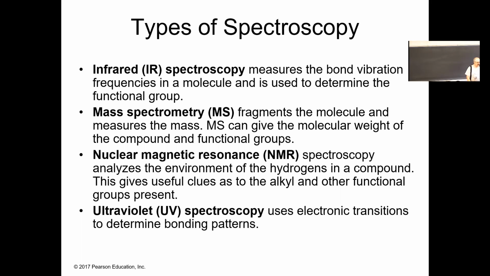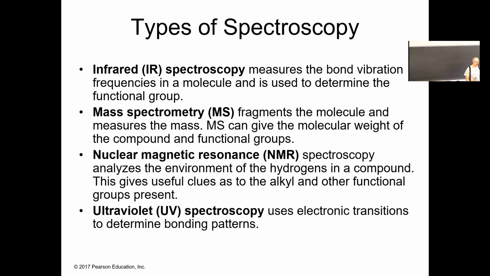All right, we'll look at the first two items in this chapter. Infrared spectroscopy measures the bond vibration frequencies in a molecule and is used to determine the functional group. Mass spectrometry fragments the molecule and measures the mass. MS can give the molecular weight of a compound, functional groups, and sometimes the molecular formula.